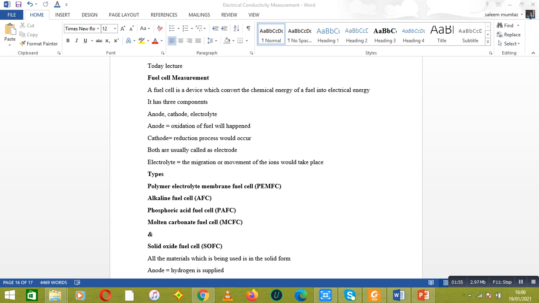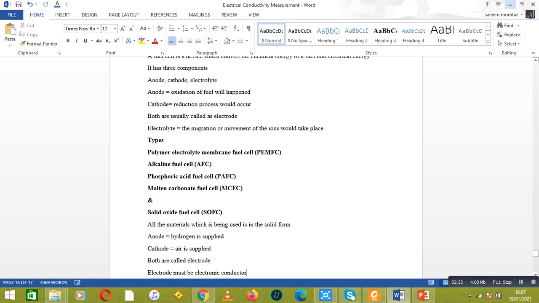There are various types of fuel cells which are working around the world to fulfill the energy demand, and some of them are given here. First one is the polymer electrolyte membrane fuel cell. The second one is the alkaline fuel cell, which is also called AFC. Third one is the phosphoric acid fuel cell, PAFC, then the molten carbonate fuel cell, and the last one is the solid oxide fuel cell. So today we are going to discuss the solid oxide fuel cell.